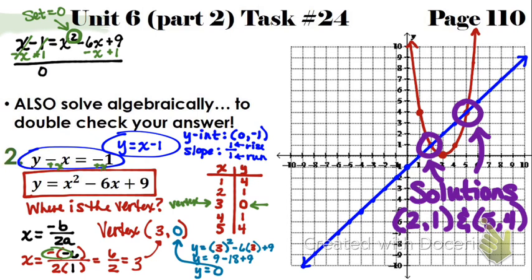So I get 0 equals x squared minus 7x plus 10. And now we're going to need to factor this. Or you could do what?